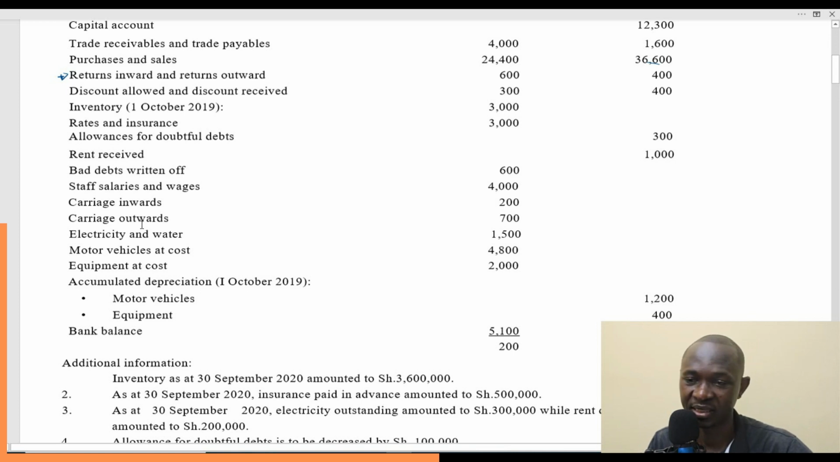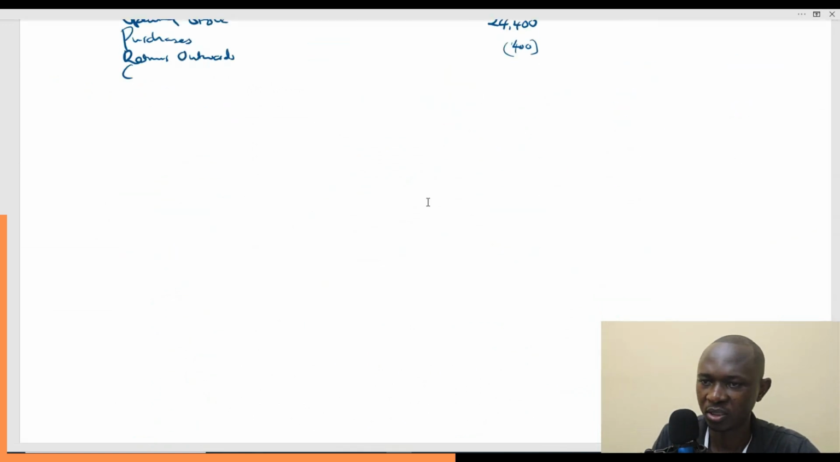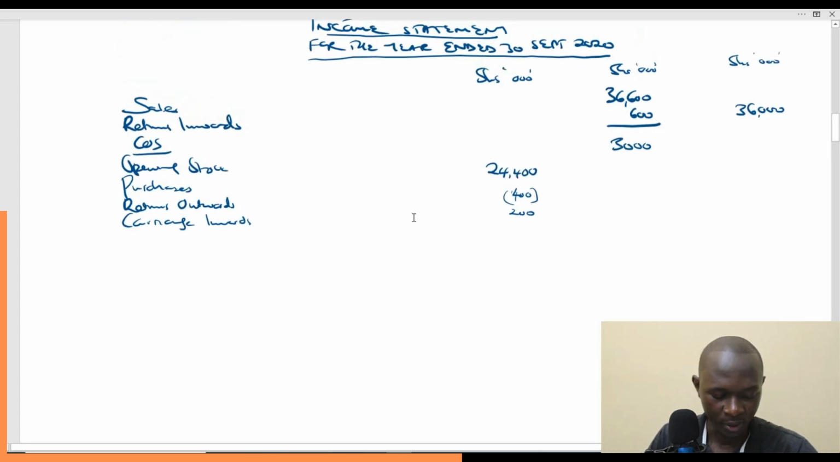So since carriage inwards is considered a cost to the goods, we will always add it here, so it forms part of the cost. We add it to the purchases, so it forms part of the cost of goods sold. So carriage inwards is 200, so we'll bring it here. The cost that we incur to transport the goods into the organization, so that is 200, so we'll bring it there.